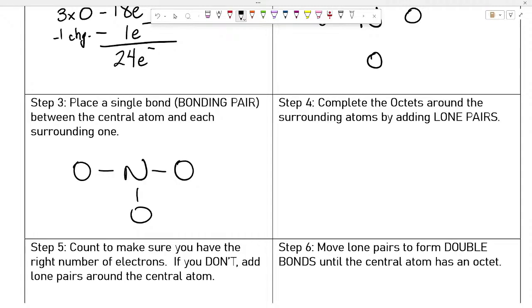Oxygen doesn't like to bond to itself if it can bond to other things, because things like to bond to things that are weaker than them. So oxygen would rather bond to nitrogen, which is less electronegative, than to another one of itself, which is equally strong.